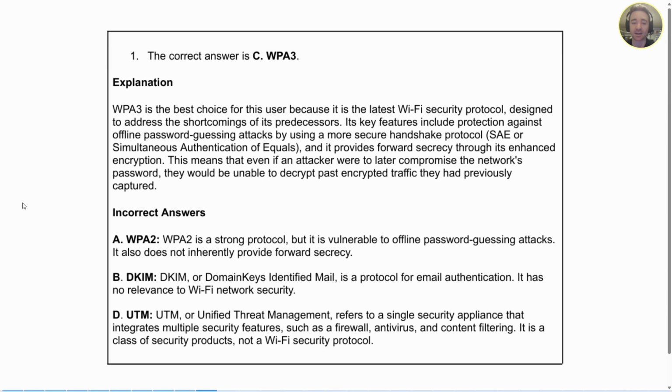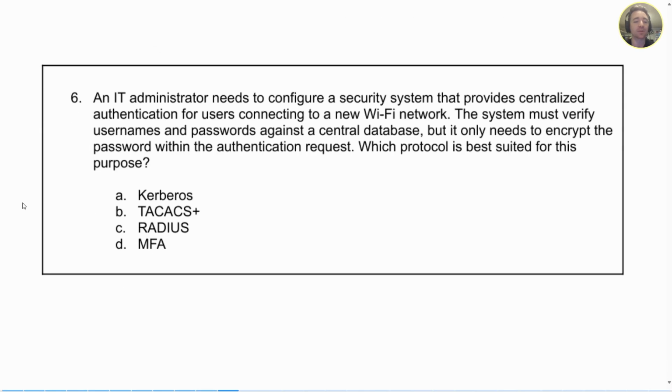Now. It's C, guys. WPA3 is the most advanced Wi-Fi protocol. The most security is always going to come from WPA3. WPA2 is less secure, and DKIM and UTM are pretty irrelevant. They're just random stuff I threw in here. The next question reads, an IT administrator needs to configure a security system that provides centralized authentication for users connecting to a new Wi-Fi network.